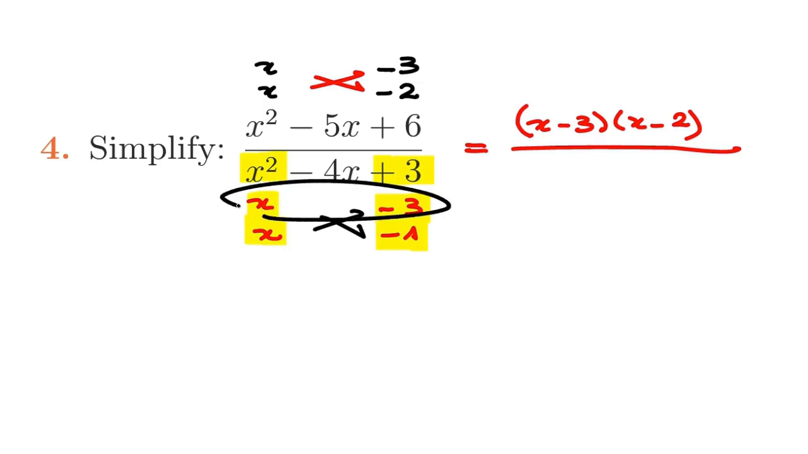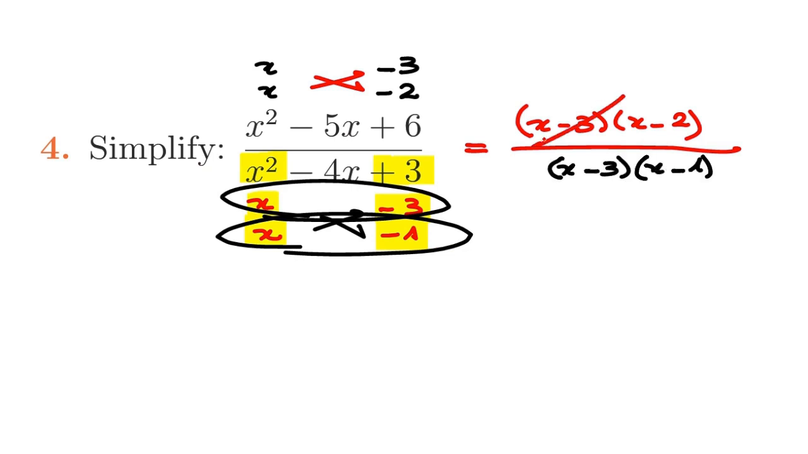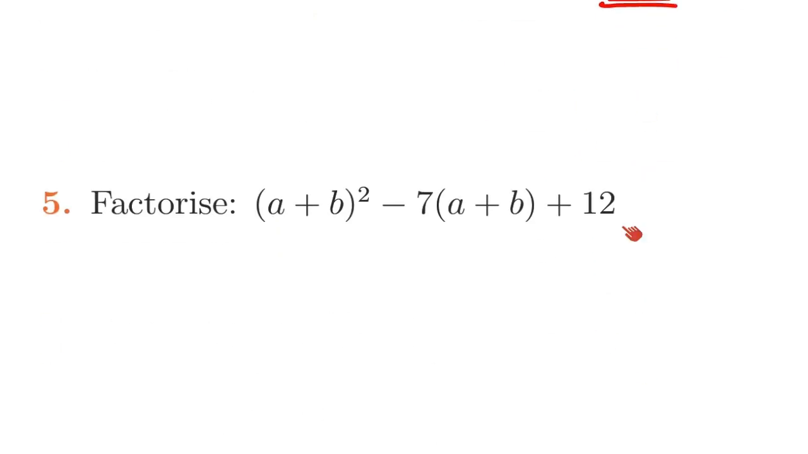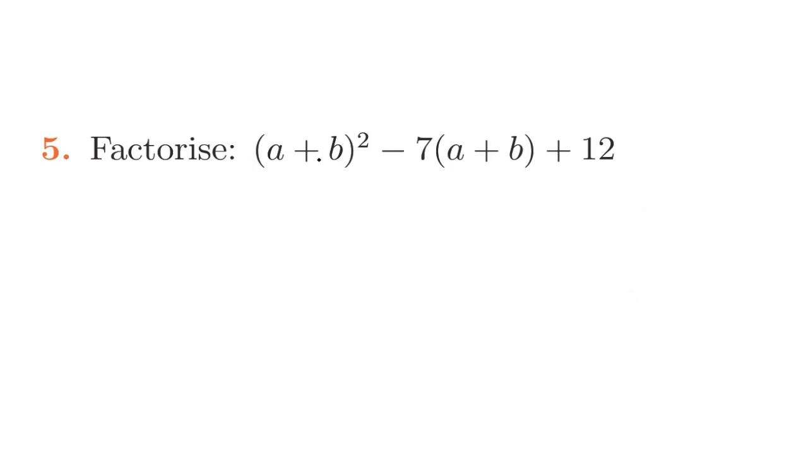We are taking it horizontally. Now let's look at our multipliers. X minus 3 and x minus 1. These have been simplified. Our answer is x minus 2 divided by x minus 1. It was 4.